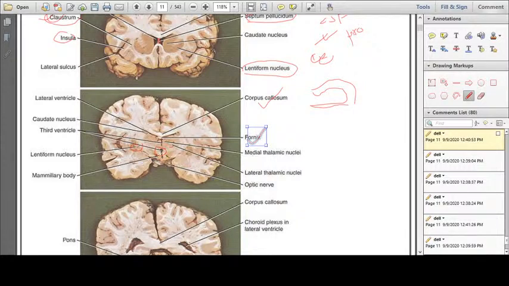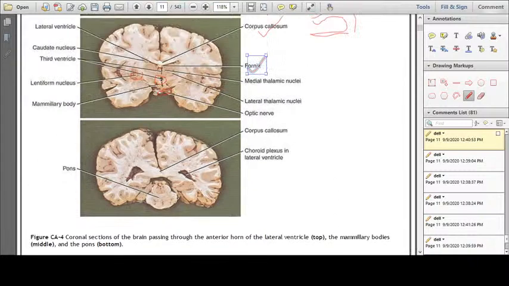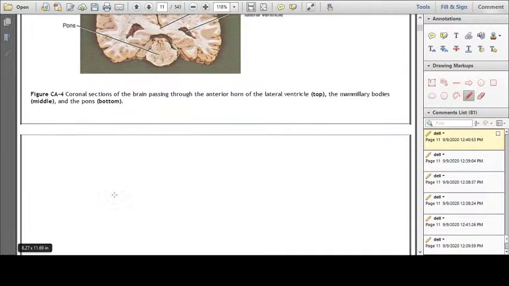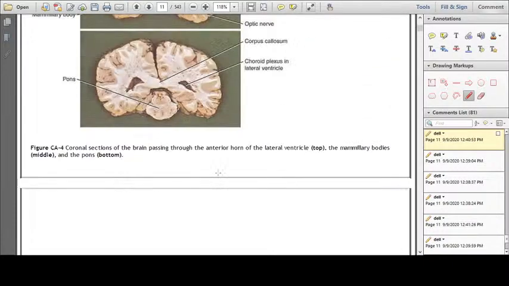And the optic nerve, as we could see from the inferior view of the brain, is present inferior to the third ventricle as well. What is this section of the brain called? So it is actually called, okay, I'll look at it, just a minute.